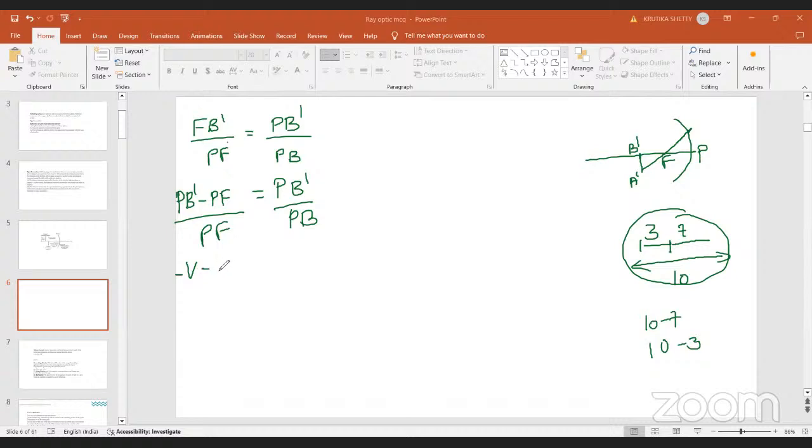If you see PF, it is focal length. So again it is a left side measurement according to sign convention, minus F. Already one F is there and this is also minus F divided by PF. So PF is again F, and since it is a left side measurement, according to Cartesian sign conventions it is minus F. Which is equal to now PB dash. So what is PB dash? Again PB dash is the image distance. So image distance is V and again it is a left side measurement, take it as minus, divided by PB. What is PB? The object distance, it is U.